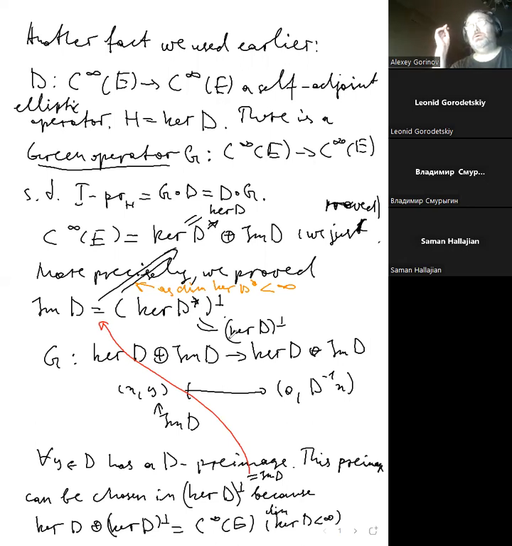Okay, so this was relatively easy, but really, the real theorem was this one: the orthogonal complement of the kernel of G star is the image of B. Once we have this, the remaining existence of the green operator is straightforward. Okay, are there any questions?